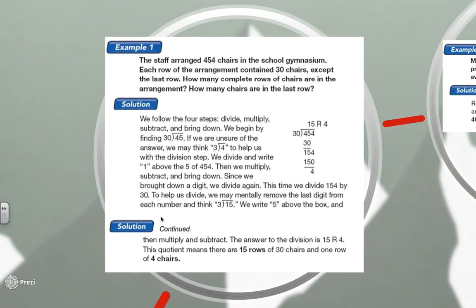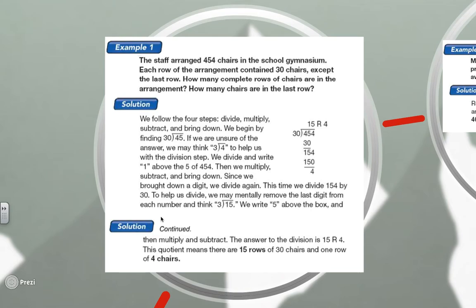Here's our first example. The staff arranged 454 chairs in the school gymnasium. Each row of the arrangement contained 30 chairs, except the last row. How many complete rows of chairs are in the arrangement? How many chairs are in the last row?